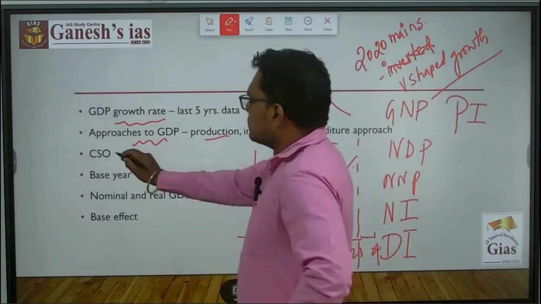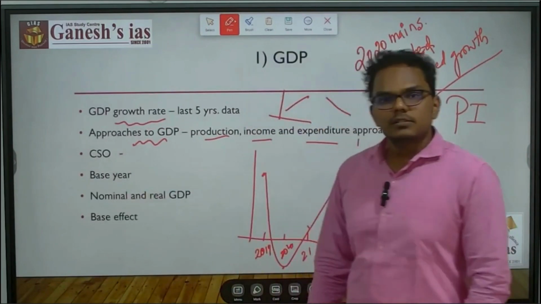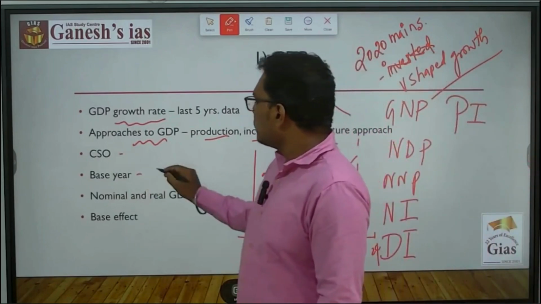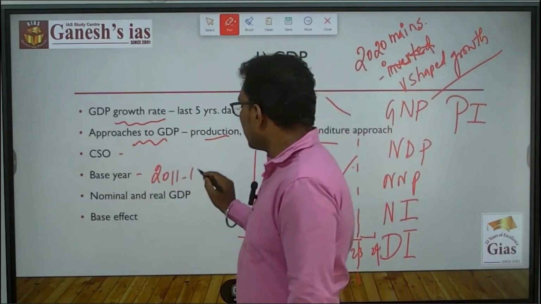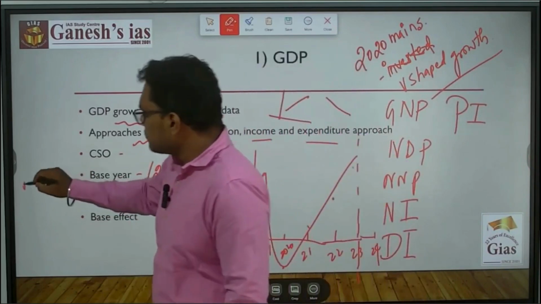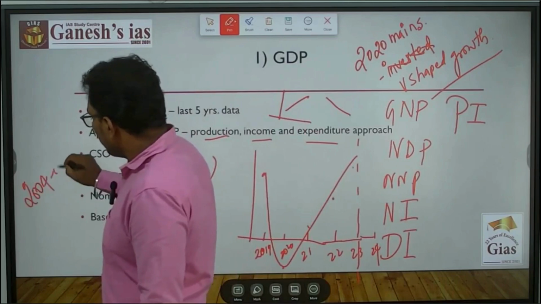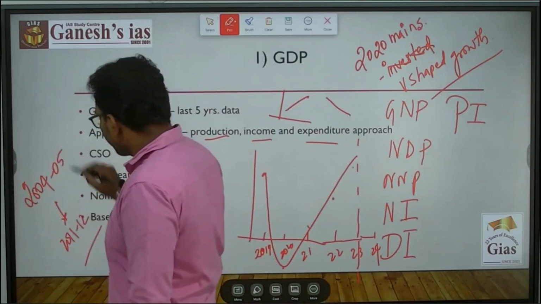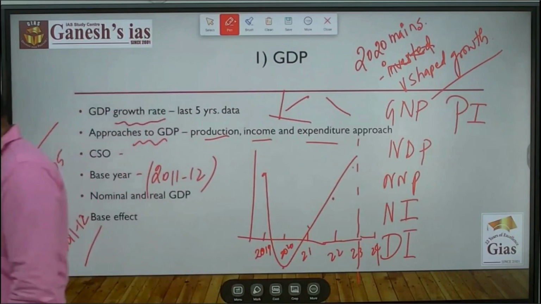Then you need to know what the Central Statistical Organization is, because that's the organization that releases GDP reports. And then you need to know the base year. The base year for GDP is 2011-12, and very recently, say 5 or 6 years ago, it was changed from 2004-05 to 2011-12. It's very important that you periodically revise the base year.